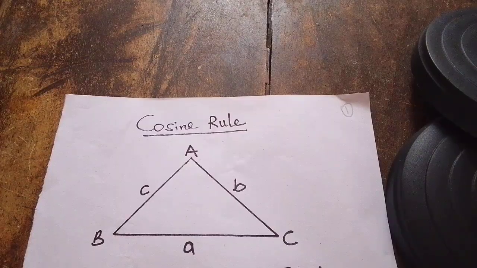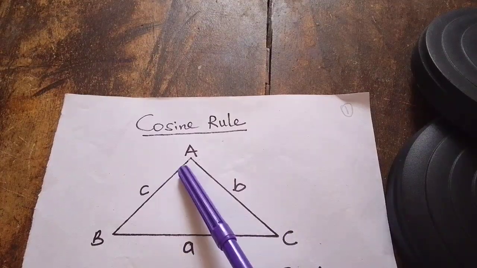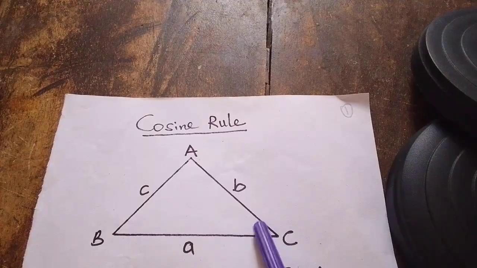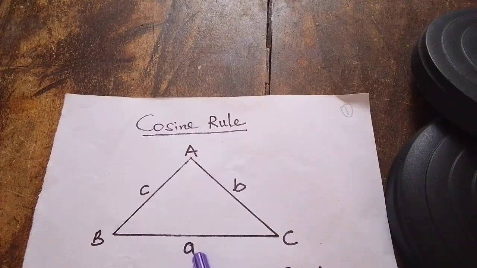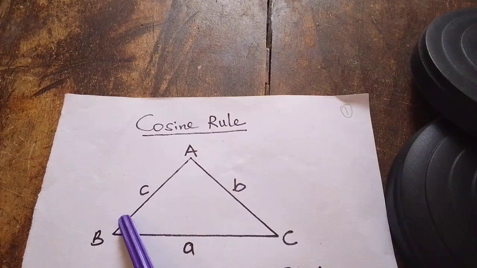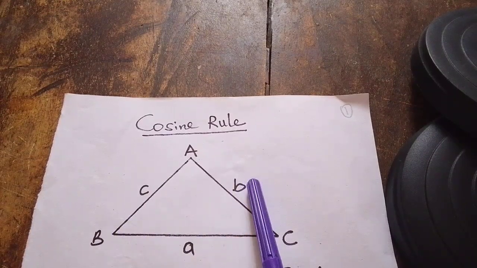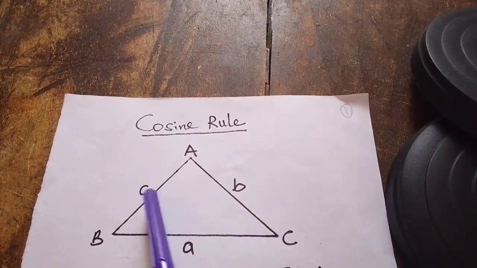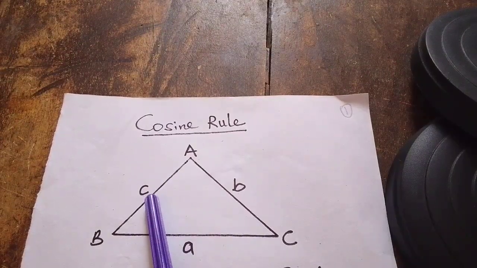Cosine rule. If we have a triangle, this triangle ABC, now this angle is angle A, this is angle B, and this is angle C. The side facing this angle A is side a. We represent it with a small letter. The side facing angle B is side b. We represent it with the small letter b. And the side facing angle C is c. We represent it with small letter c.